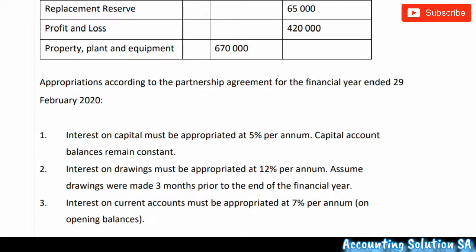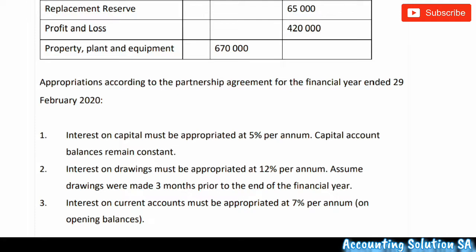Number one, they said these two partners have agreed that each partner is going to earn interest on capital, which must be appropriated at 5% per annum. And they say the capital account balance remains constant. In other words, neither Liverpool nor Manchester has contributed any capital during the year, which means that we are only going to use the capital amount that we have under the balances to calculate interest on capital, which is 5% per year.